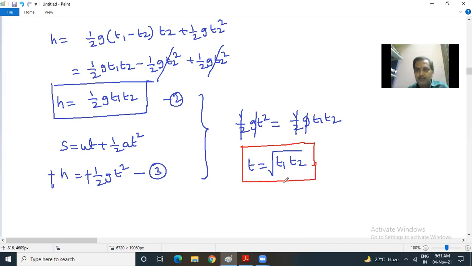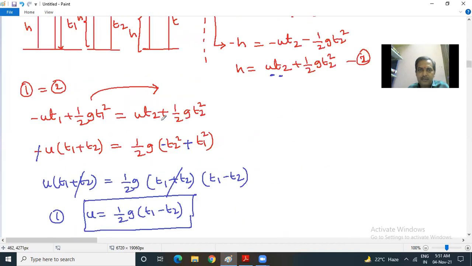So students, in my next video, I'll continue with the numericals based on these equations.